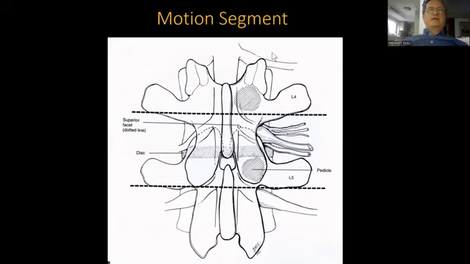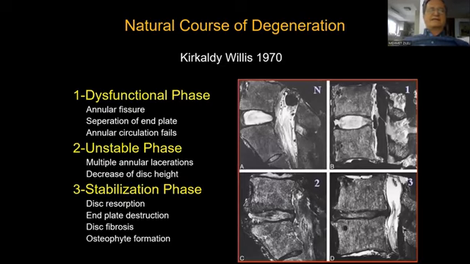If we look at the concept of the motion segment, it is a combination of two facet joints and one disc. That motion segment starts to get degeneration from the disc, then the facet joints, and the body tries to correct it. And there is a natural course of degeneration, which was described by Kirkcaldy-Willis in 1970.